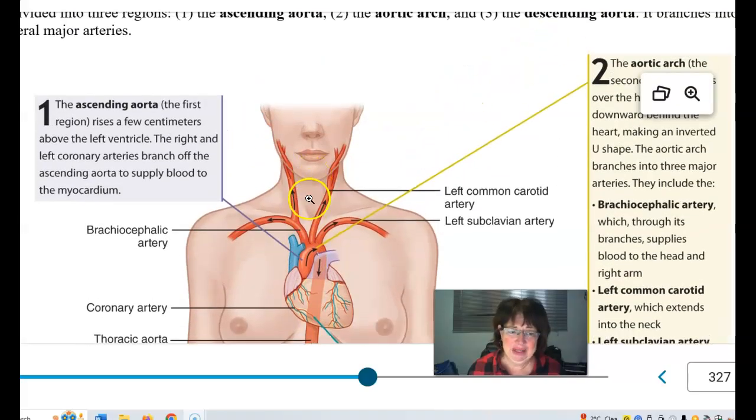As the blood comes out of the heart and goes over the aortic arch, you have three blood vessels, which are named alphabetically, which helps. The first one is B, C, and then S. The first one that comes off goes to the brachia, which is the arm, and the cephalic area, which is the head. So the first one coming off is the brachiocephalic artery, brachial arm, cephalic head.